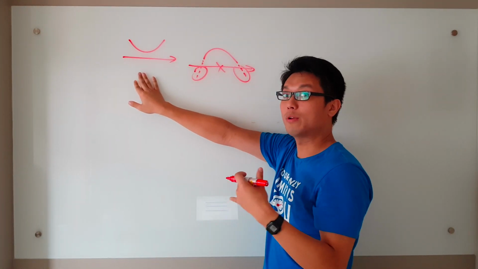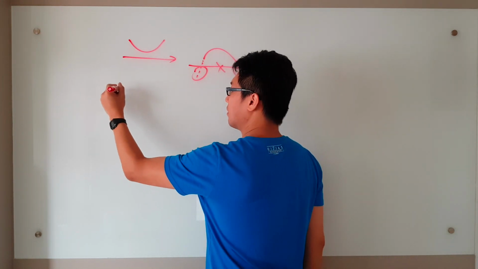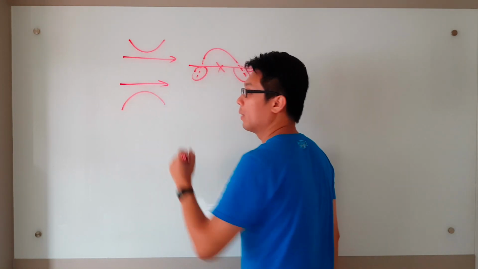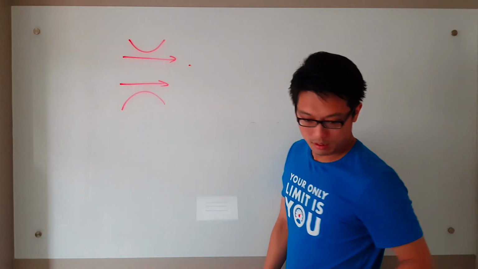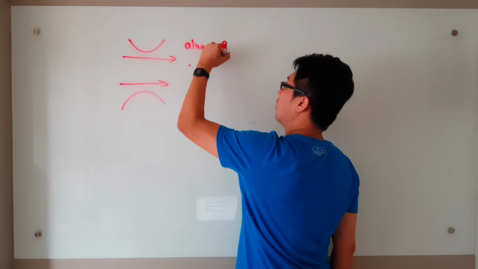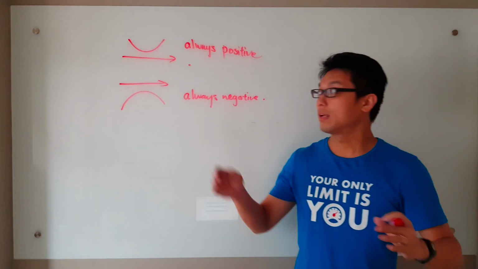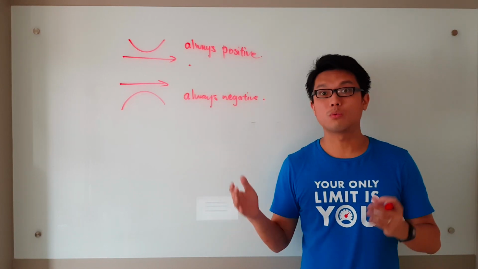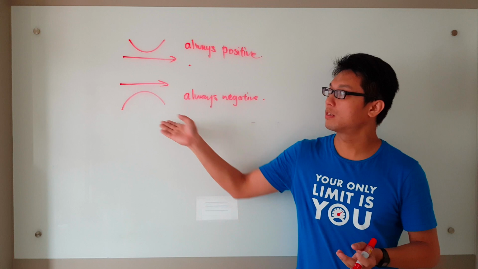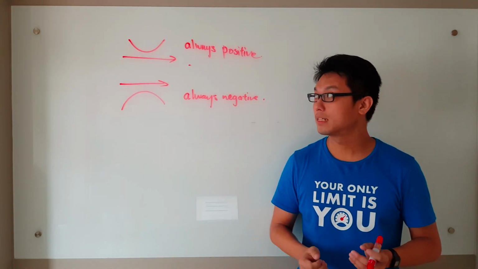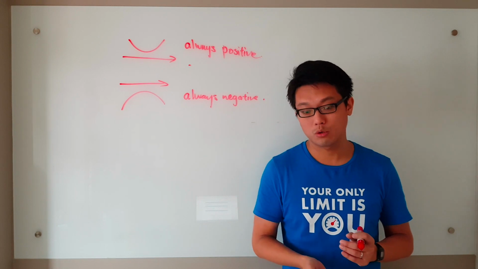Conversely, if we have a graph that's always negative, then this is an always negative graph. To minimize the confusion, this is always positive and this is always negative. Now, regardless of the case, what do you realize about the roots? You realize that there are no real roots because the graph does not cut the x-axis in either case.